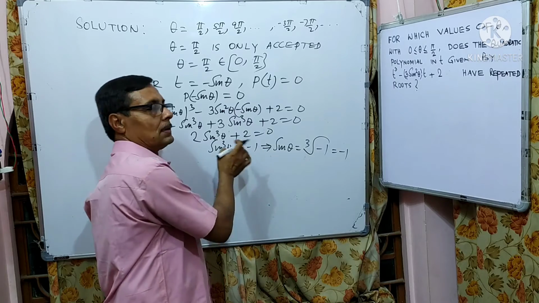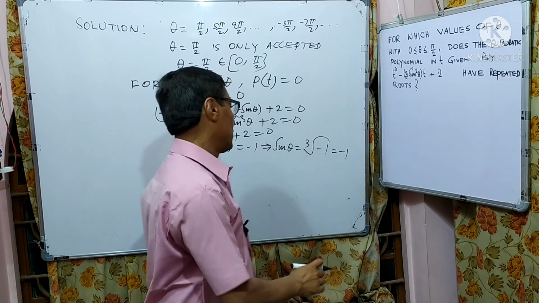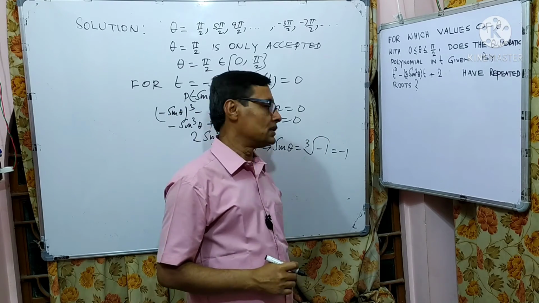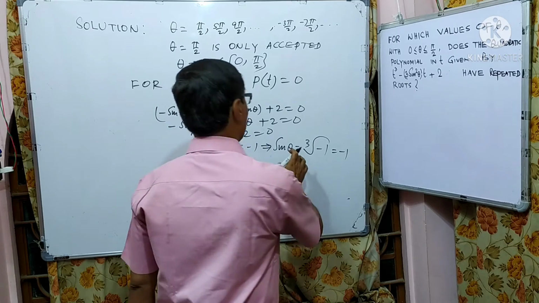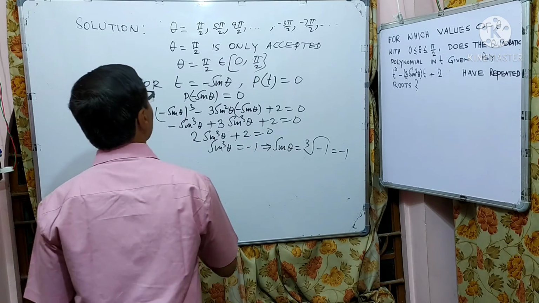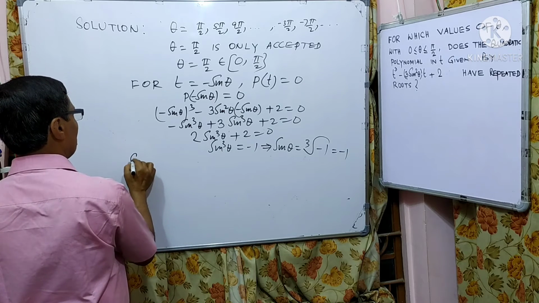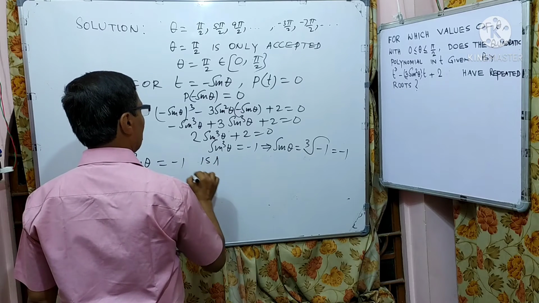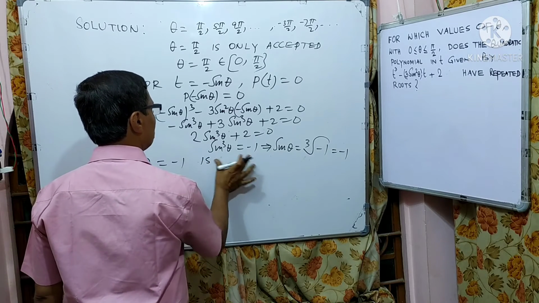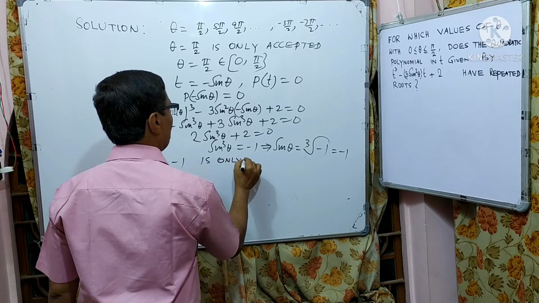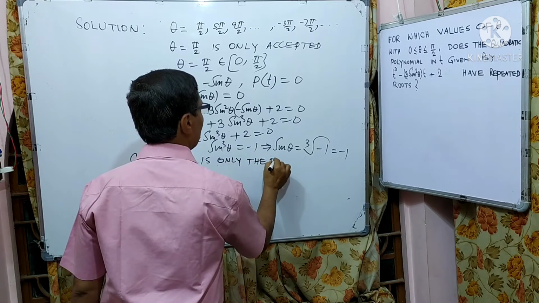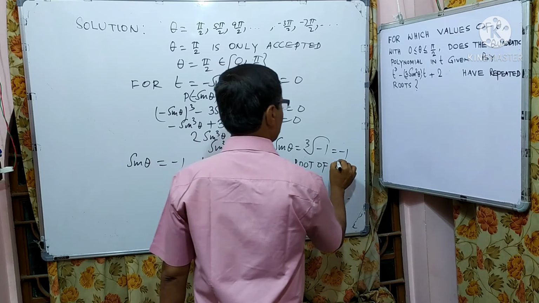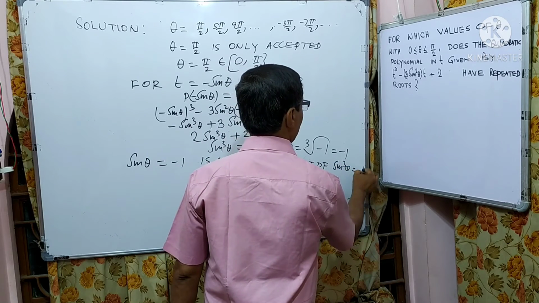Here this equation has 3 roots; only one root, that is cube root of minus 1, is real, and the other 2 roots are imaginary, so they are rejected. Only this root is accepted. Sin theta equal to minus 1 is the only real root of sin cube theta equal to minus 1.